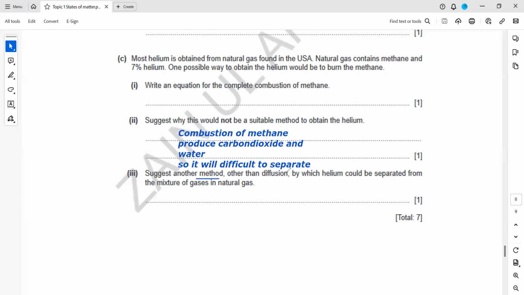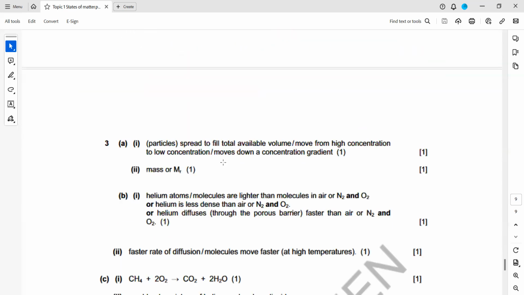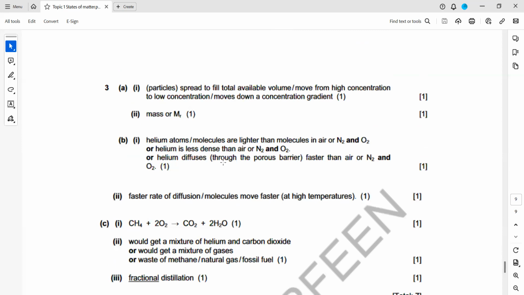Suggest another method other than diffusion by which helium could be separated from natural gas. One method is fractional distillation, that's good. The fractional distillation is a method which can be used to separate the gas. But when we do fractional distillation, first the gas is converted into liquid, which we call condensation, and then we allow the liquid to separate on the basis of the boiling point. So whenever you are separating the gas, you can use a method of diffusion, but practically fractional distillation is appropriate rather than diffusion.